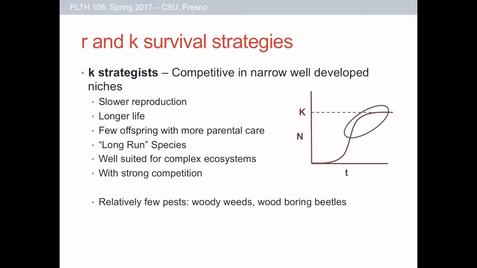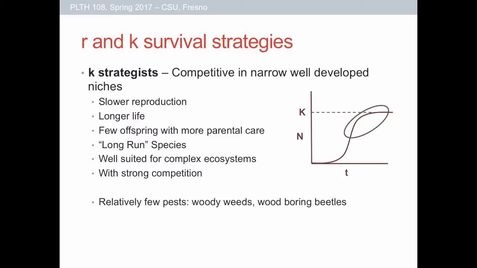Downside for K strategists is that they're long run. They need a long time to work it out. So they do really well in complex ecosystems, areas that aren't going to be disturbed multiple times a year like an agroecosystem. And so as such, we don't see a lot of K strategists as weeds or as pests generally. Generally, K strategists you may see in an agroecosystem would be like woody weeds.